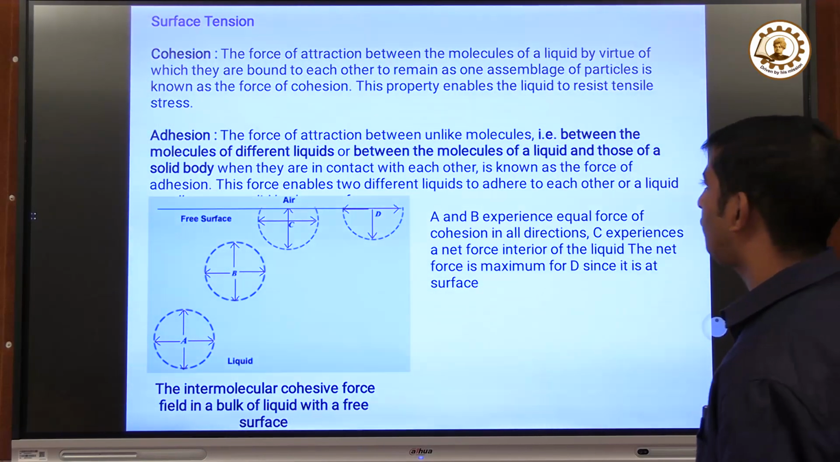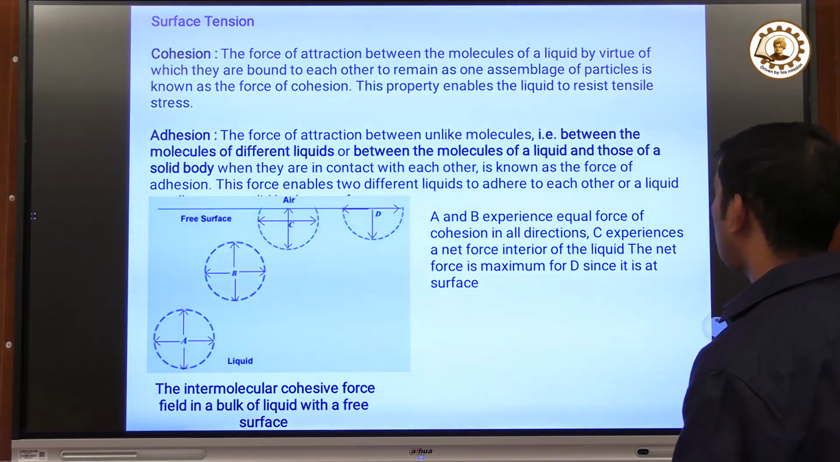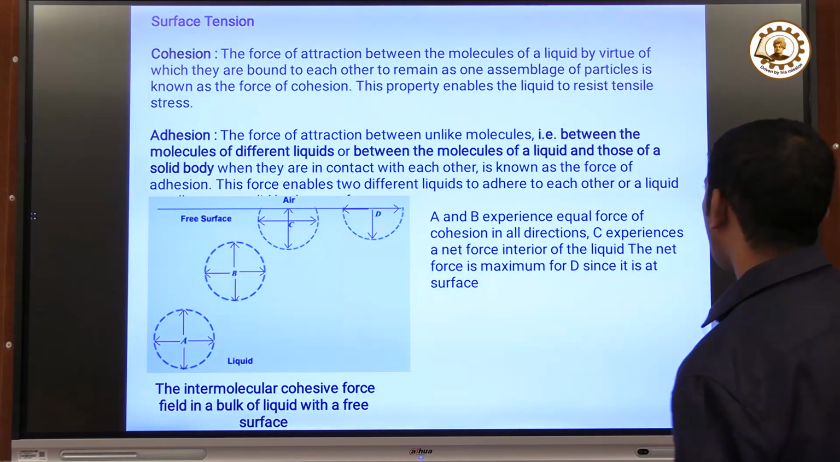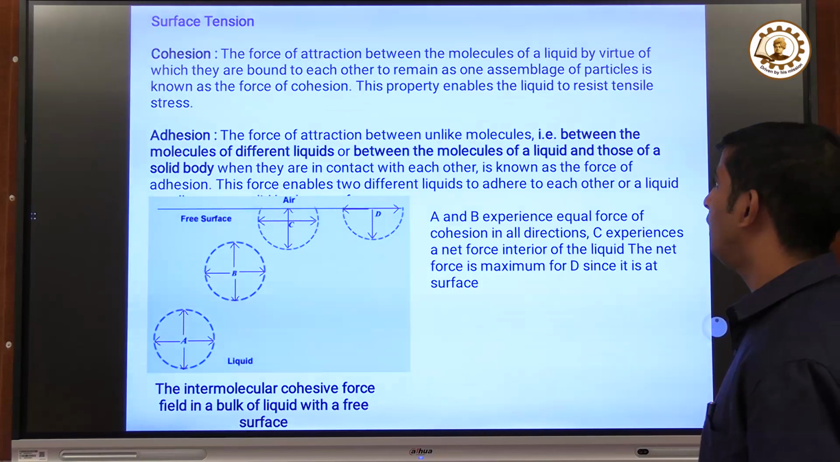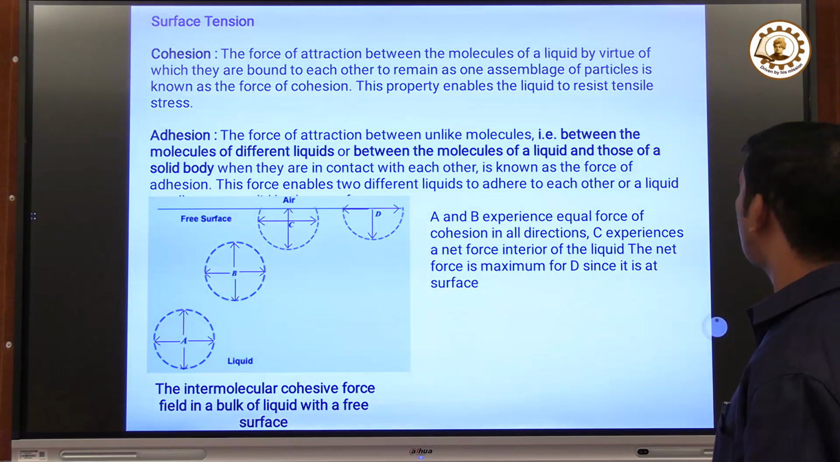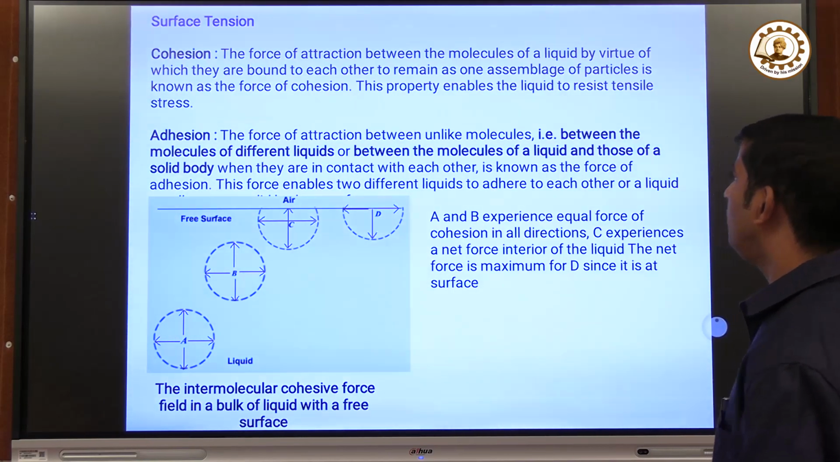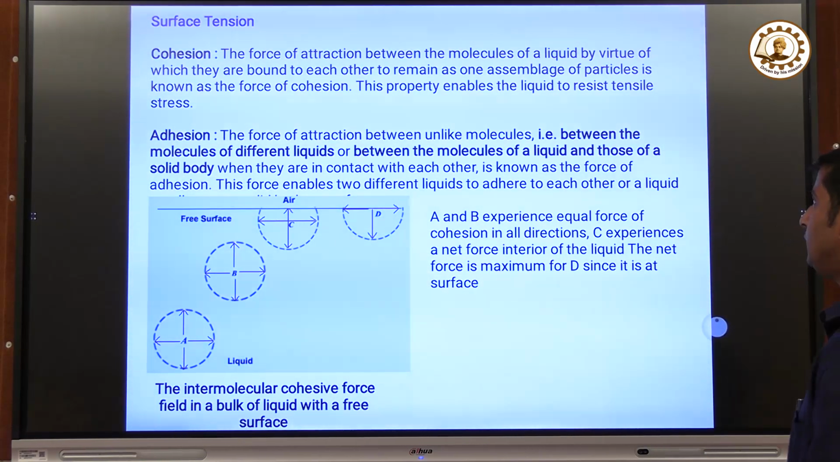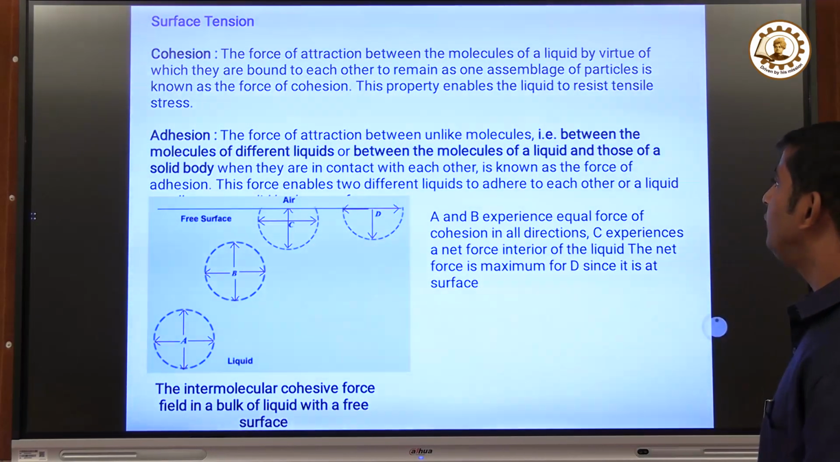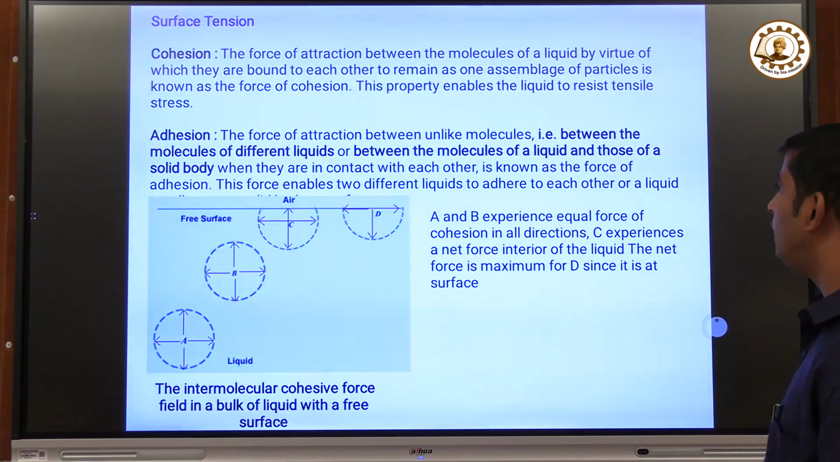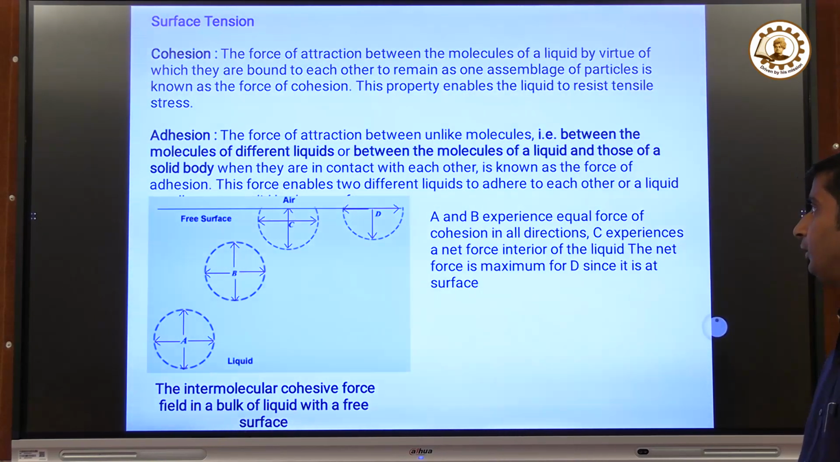And what is adhesion? The force of attraction between unlike molecules, that is between the molecules of different liquids or between the molecules of a liquid and those of a solid body, when they are in contact with each other, is known as the force of adhesion. This force enables two different liquids to adhere to each other, or a liquid and a solid surface.